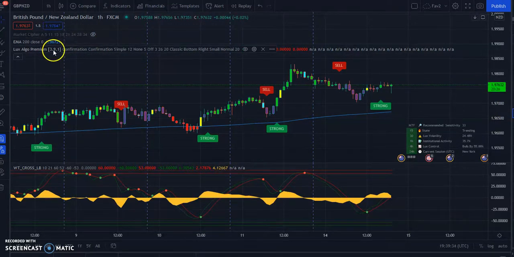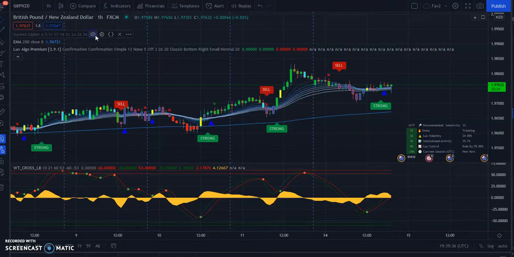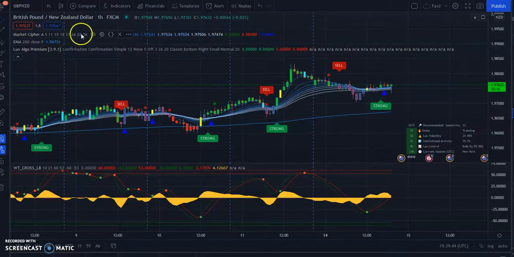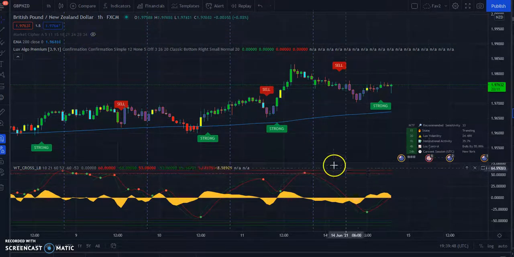I'm also playing around with this Market Cipher. All this here, the Market Cipher A, is the moving averages. It's like the Guppy moving averages, so it's not really that helpful. It's not really a special indicator.